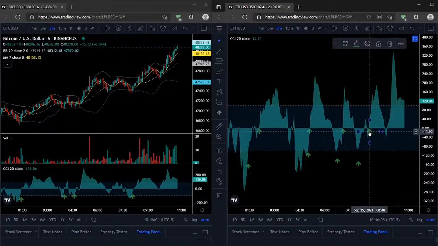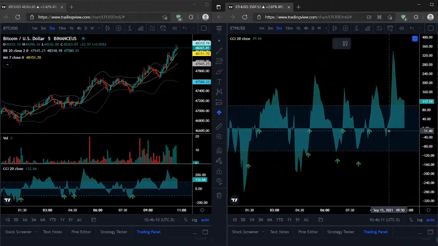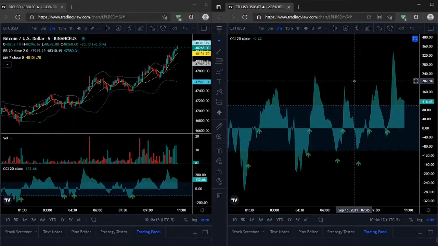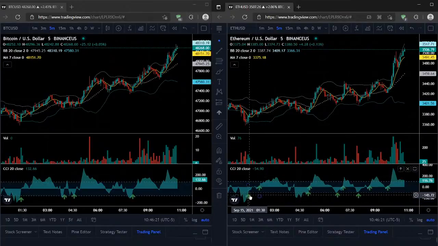The longer term of a chart, the less false signals you will get. A 15-minute chart is way more accurate than a 1-minute chart. And a 5-minute chart is way more accurate than a 1-minute chart. Okay, now we're going to check these signals. Of course, you get the buy.